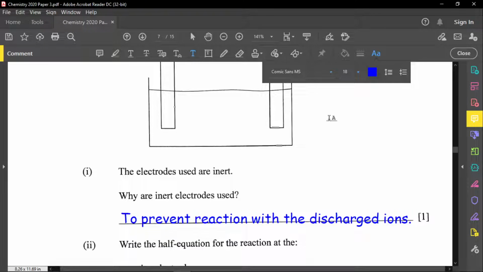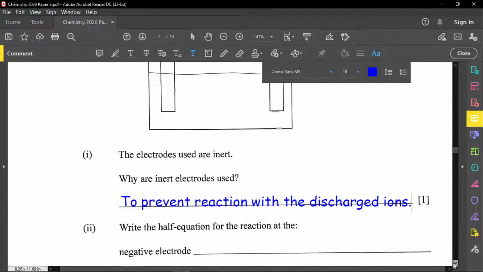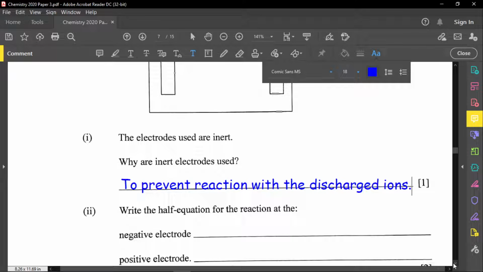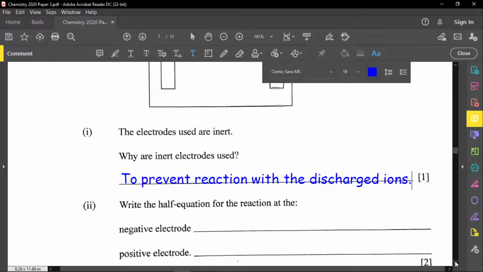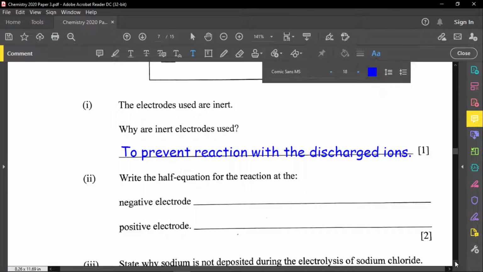And again, if they react with the electrodes, the electrodes may even get heavier. Also, the conductivity, depending on what is being discharged, can also decrease because the electrodes become corroded or they may even erode. All right, so let's jump in this. It said, write the half equation for the reaction at the negative electrode and also at the positive electrode.